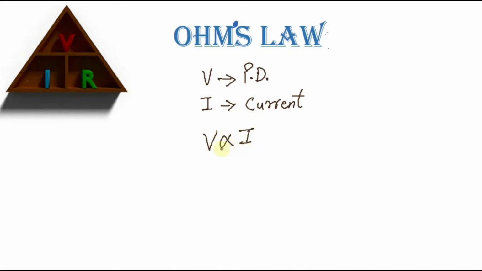When we convert direct proportionality into equals to, we multiply it by a constant. Here we multiply it by R. R is a constant here. From here we get V is equals to IR. R is a constant and I is current flowing in the conductor. Here R represents resistance.